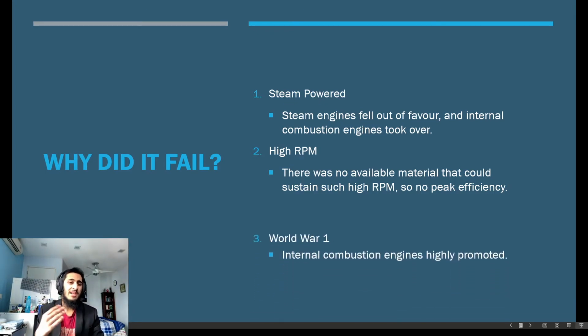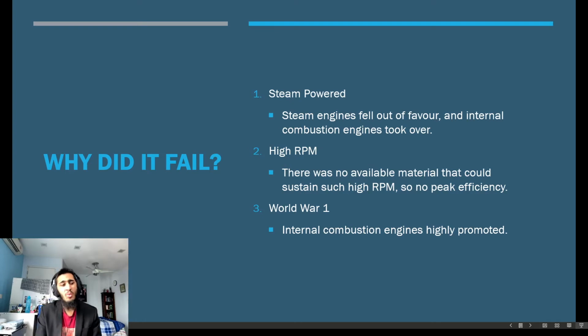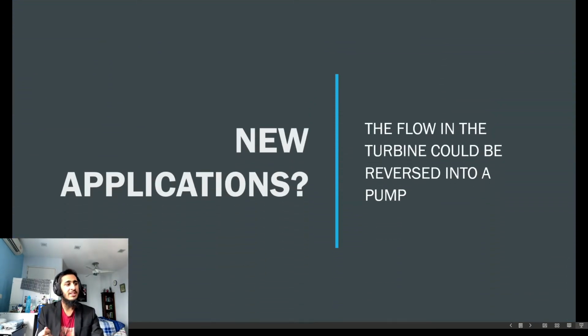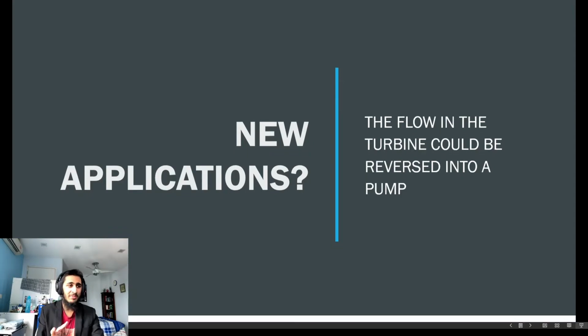And third, and perhaps the largest factor, was World War One, where internal combustion engines became very highly promoted comparatively to something that was still very much in the experimental stages. So that ended up failing spectacularly. So the question now is, are there any new applications of this particular concept?